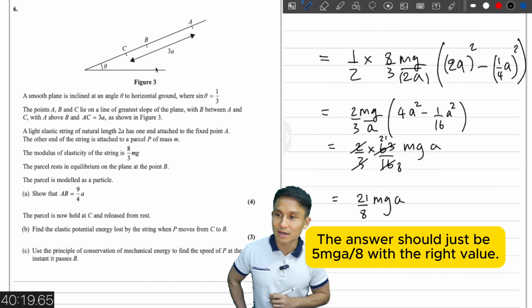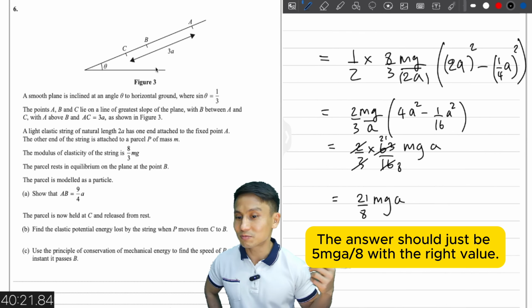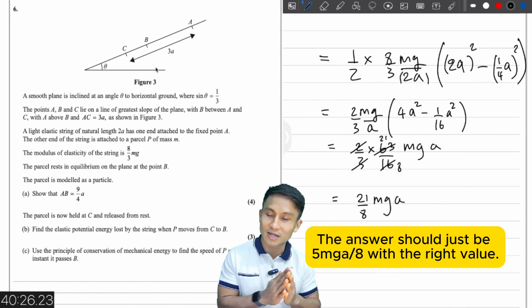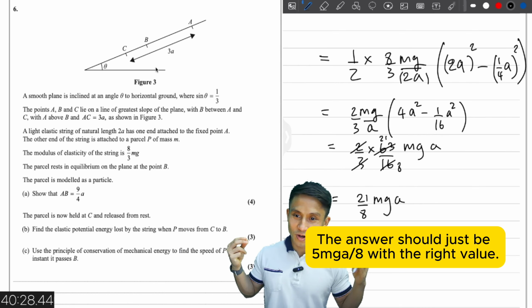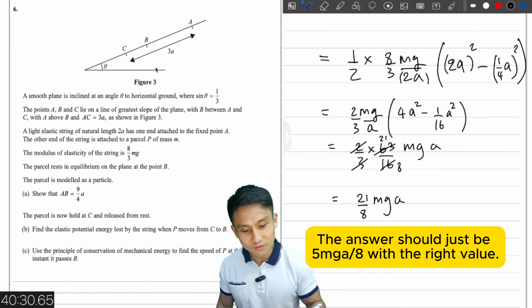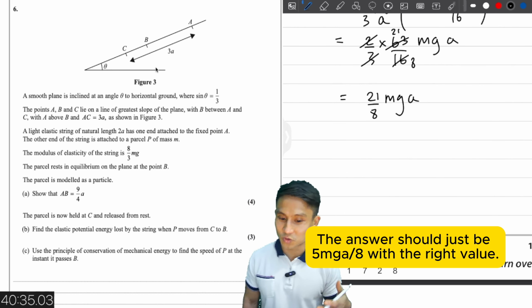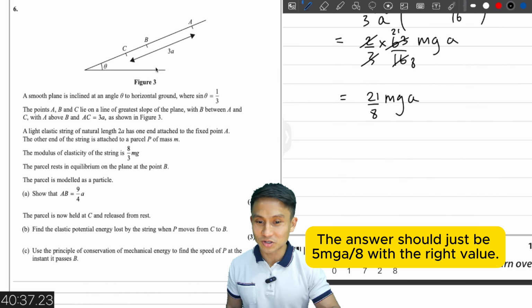That should make sense because mg is a force, a is a displacement. So force times displacement is an energy. I'm just checking the units there. For those of you who are physicists, you should know what I'm talking about. If you check the units and they multiply to the same units as energy, so this should work, at least dimensionally speaking.